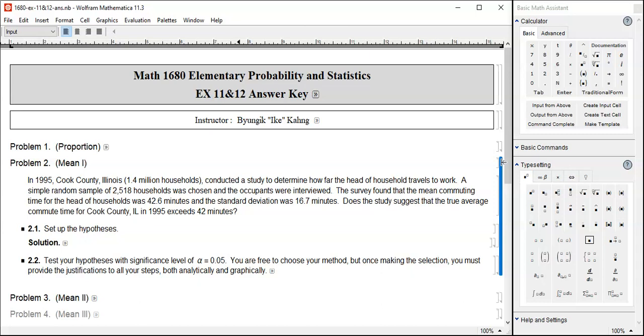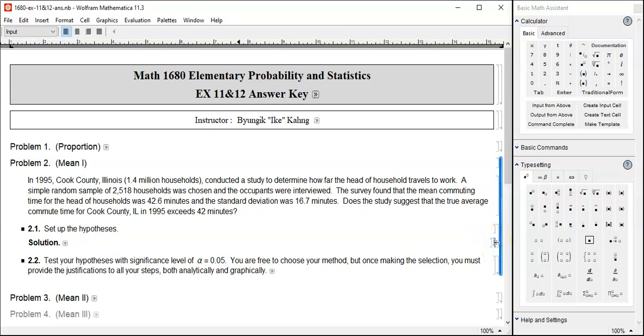In 1995, Cook County, Illinois conducted a study to determine how far the head of household traveled to work. A simple random sample of 2,518 households was chosen and the occupants were interviewed. The survey found that the mean commuting time for a head of household was 42.6 minutes and the standard deviation was 16.7 minutes. Thus, the study suggests that the true average commute time for Cook County, Illinois in 1995 exceeded 42 minutes. I got this problem from one of the textbooks I consulted, so I assume all these figures are correct and the actual study took place.